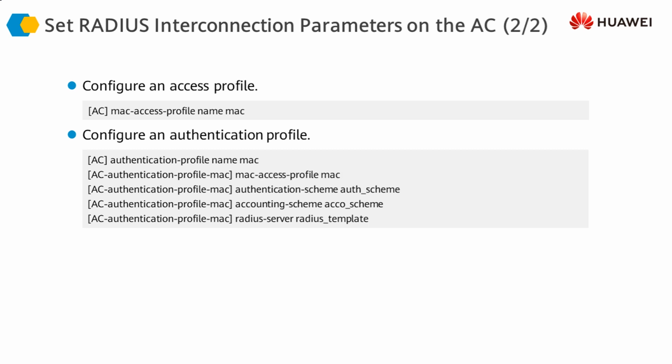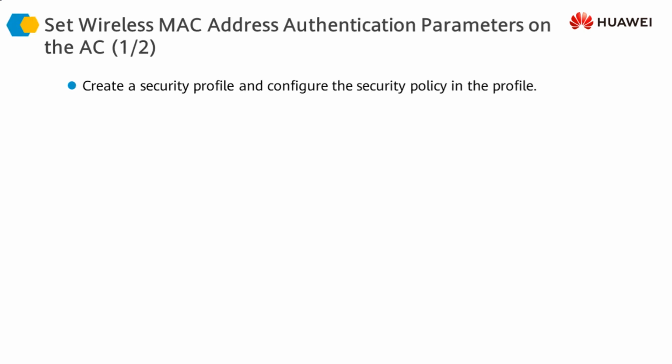And then we call the MAC access profile, we call the authentication scheme, we call the accounting scheme, and we call the radius server template here. We combine all this in the authentication profile. And as you know already, remember from the previous configuration, we are going to call this authentication profile in the WLAN profile in the next configurations. So here are the next configurations.